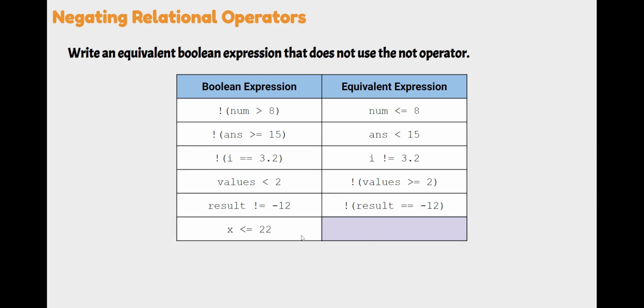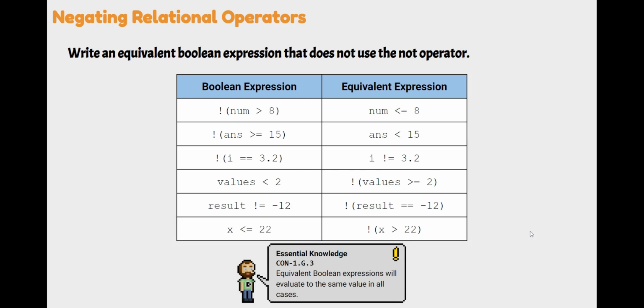And our final Boolean expression, we want x values that are less than or equal to 22, which means we do not want x values that are greater than 22. This aligns with our essential knowledge. Equivalent Boolean expressions will evaluate to the same value in all cases.